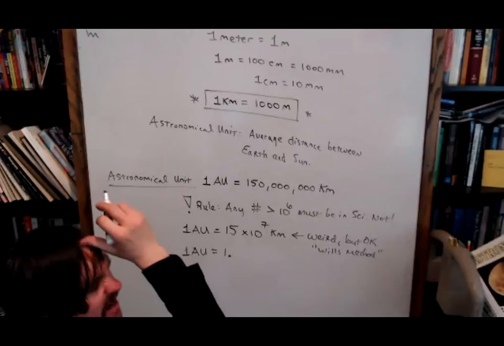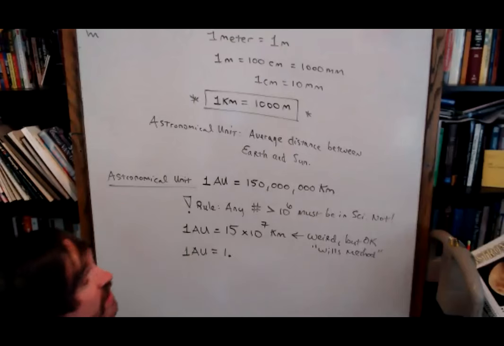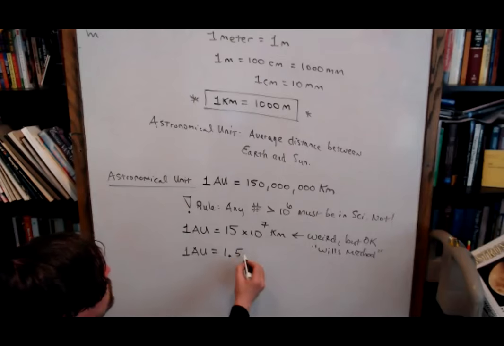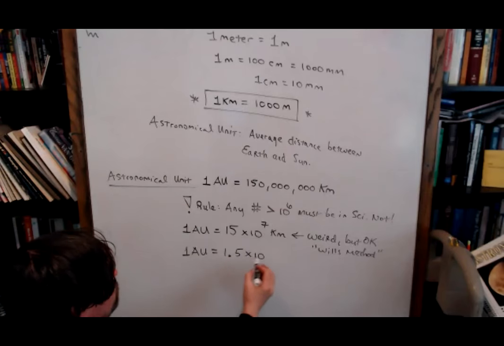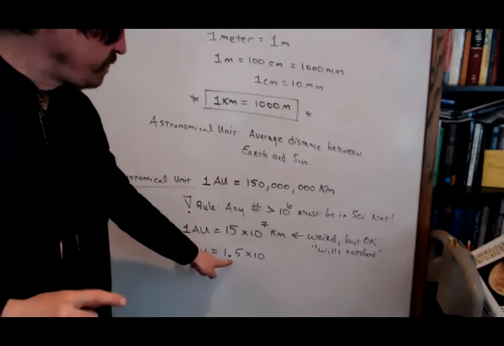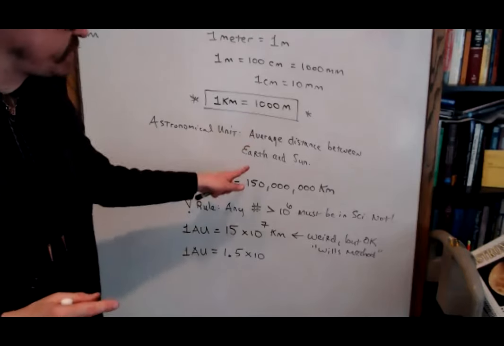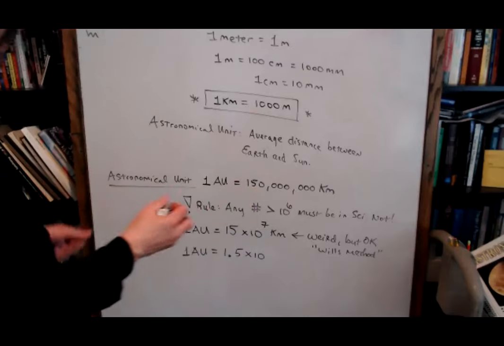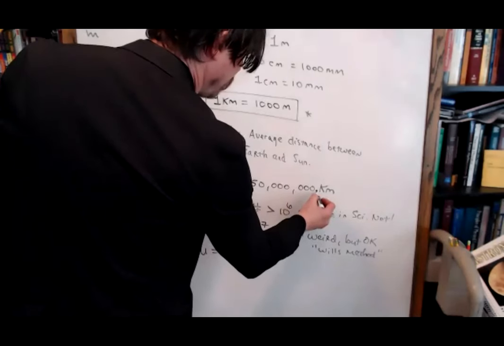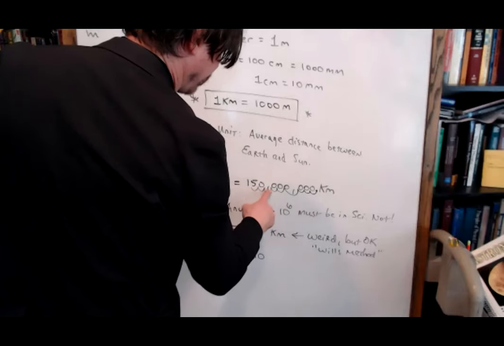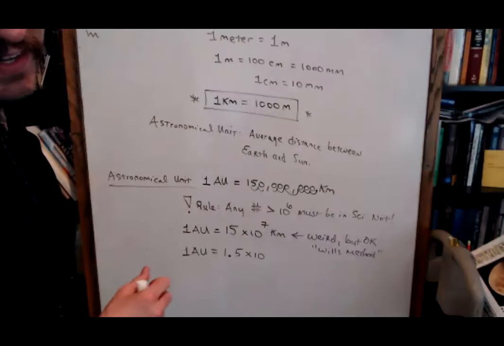Do you understand what I mean there? Don't throw away the 5. Say what now? Don't throw away the 5. 1.5 times 10 to the what? Times 10 to the 7. Hold on. You may have 7 zeros, but if you put the decimal point there, you're essentially treating the 5 like a 0 as well, right? Okay. Because you moved the decimal place. 1, 2, 3, 4, 5, 6, 7. Oops, sorry. Don't count the comma.